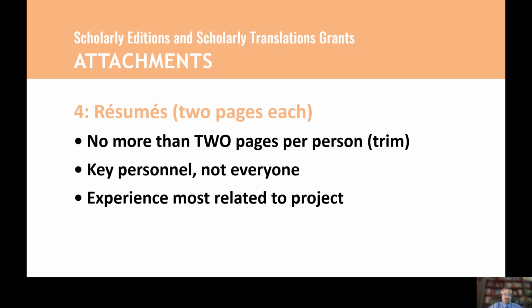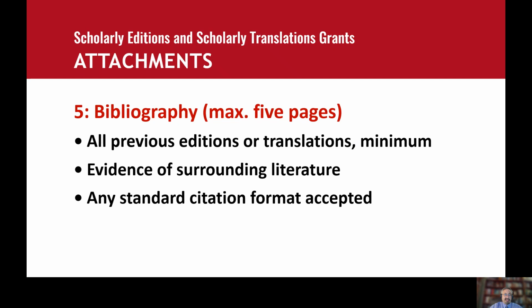So you will have to cut down a bit, kind of to the things that relate, experiences that relate most to the project, is a way of looking at how to cut these things down. The bibliography is attachment number 5, which is a maximum of 5 pages. This at minimum should talk about any previous translations or editions of the work, have those listed, but also provide evidence of the surrounding literature.